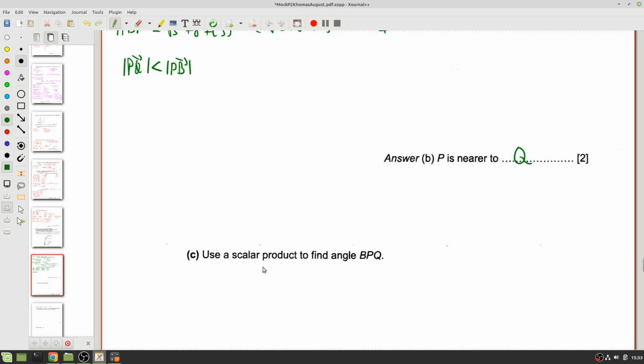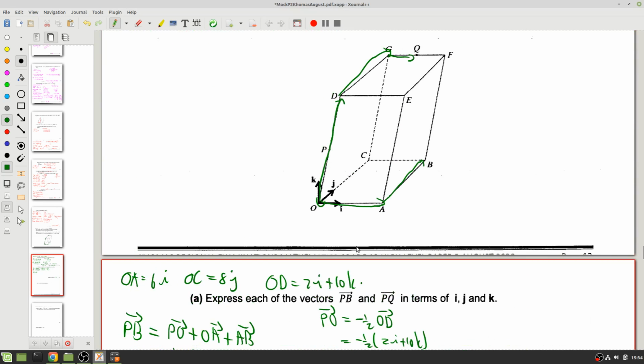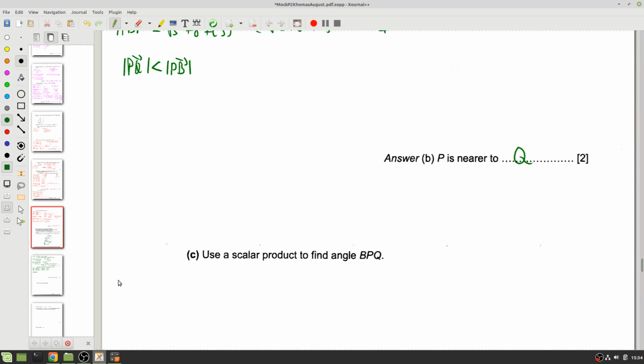Great. Now use a scalar product to find angle BPQ. So if we draw that vector and that vector, we have to find this angle. Let's call it theta. They tell us to use a scalar product. So we know cos of our angle is the scalar product of PQ and PB divided by the magnitude of both multiplied together, so divided by the magnitude of PQ times the magnitude of PB.